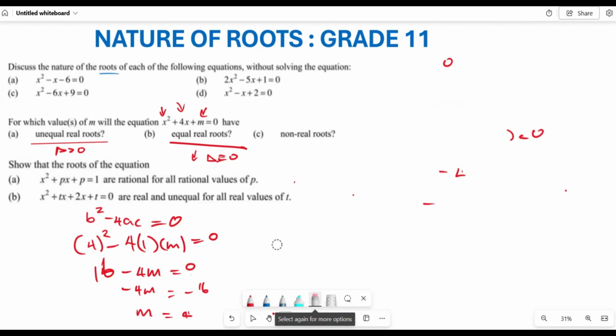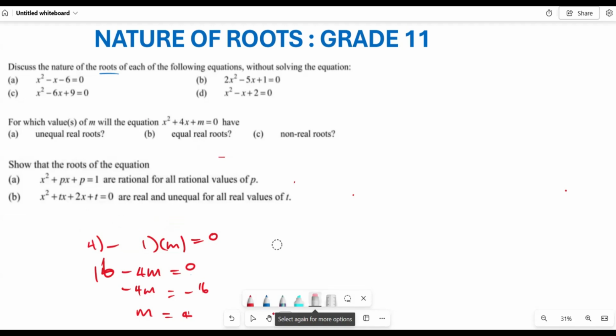When it comes to our nature of roots, let's just examine this last question here. Now, in this one, they say that show that the roots of the equation are rational for all rational values of p. So now I want us to start here.